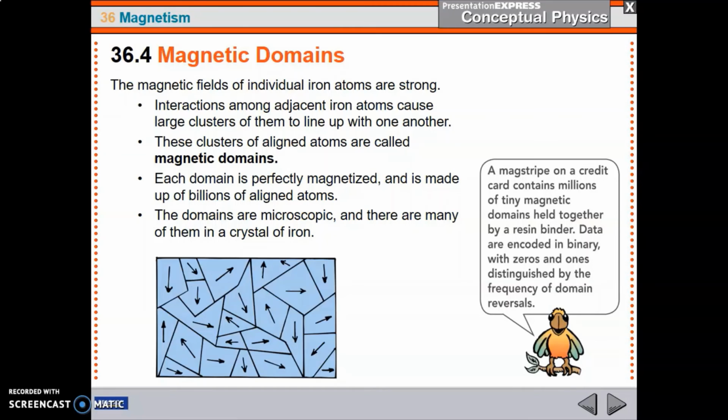And the domains are microscopic. Remember, a mole of material has 10 to the 23 atoms in it. So you need not just a microscope, but sometimes you need an electron microscope to see the small iron grains in a piece of iron. And so all the iron atoms in this grain, which is a kind of a rectangle shape, are pointing in this direction. They're all in that direction.